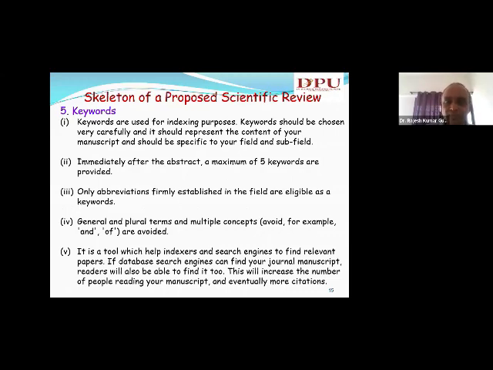Immediately after the abstract, normally a maximum of 5 keywords are provided, and only abbreviations that are formally established in the field are eligible as keywords. General and plural terms and multiple concepts should be avoided. For example, words like "and" and "of" are avoided.